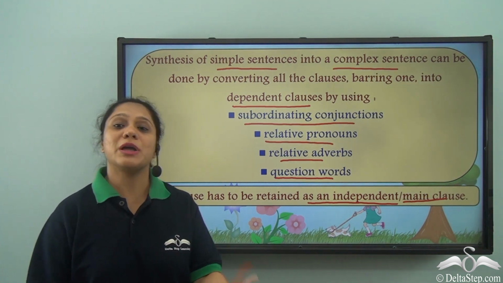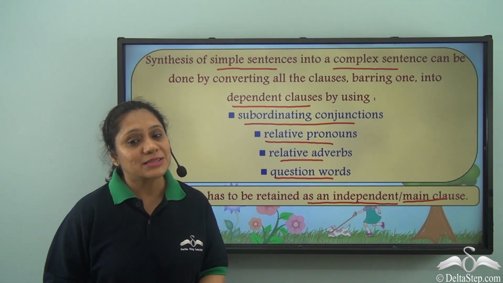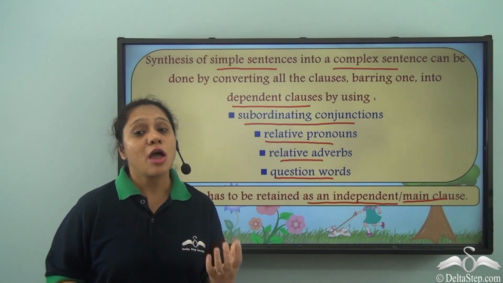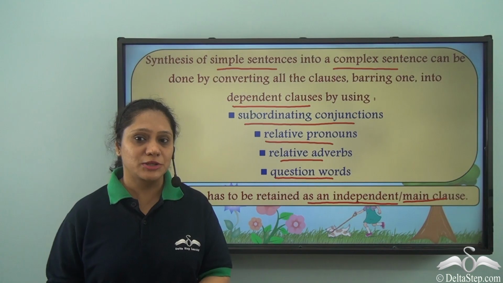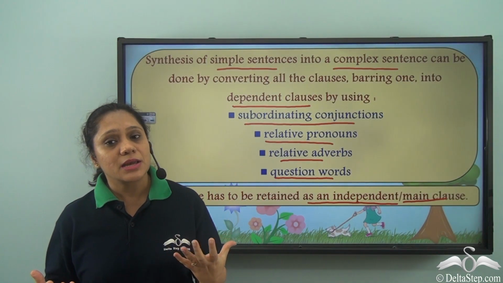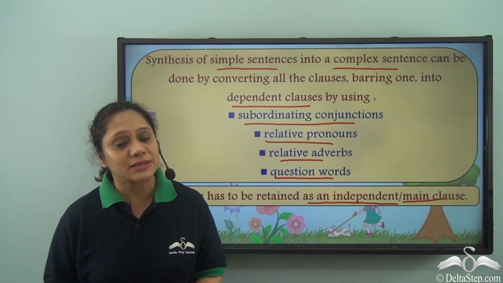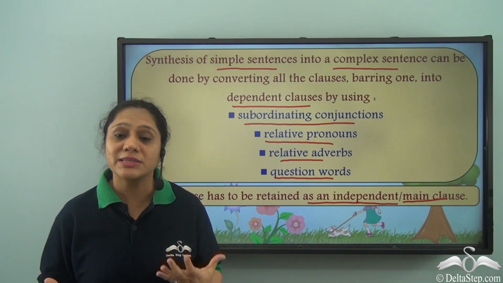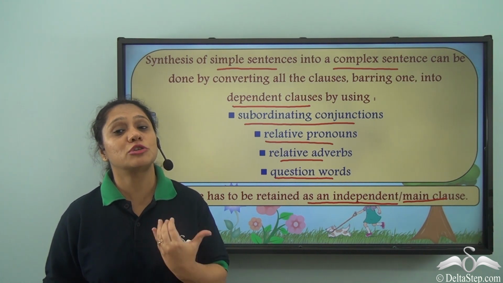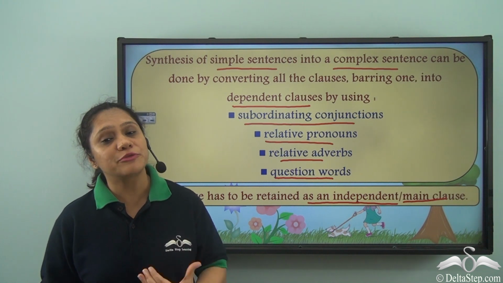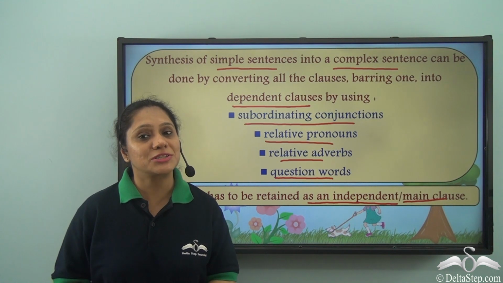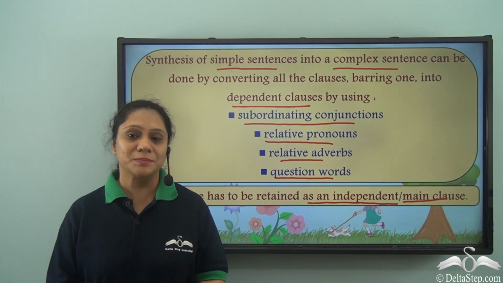Why is it so? Because we know that a complex sentence is made up of one independent or main clause and one or more subordinate clauses. So when you are given simple sentences to be joined to form a complex sentence, read the clauses very carefully, identify the purpose of each clause so that you know what you have to use to join them and which clause can be changed into a subordinate clause.